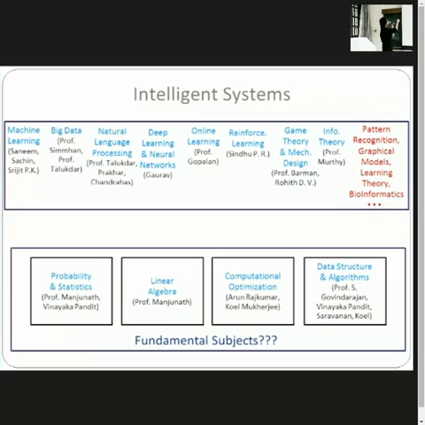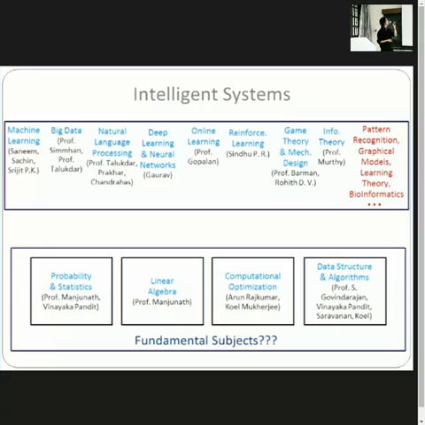Machine learning comes under intelligence systems, and then there is big data. If you have a big chunk of data, how do you make it scalable, and where do you store it? Professor Yogesh Simhan talked about scalable systems, and Professor Talukdar might also have talked about it a little bit.